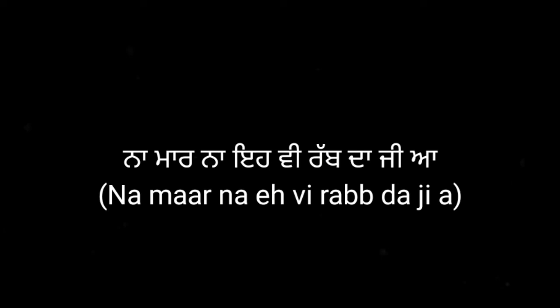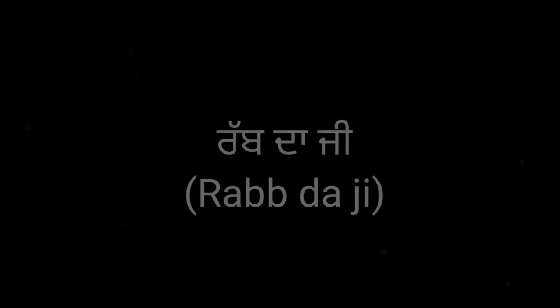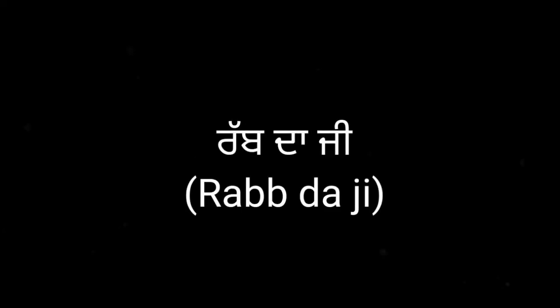That's what it means. So mostly in this case, when we use it for animals or living things, we keep "rabb" with it. It's not going to be G alone. So mostly people use G with "rabb da ji". In this case, it means God's animal or God's life, or God's bird. So this is the fifth way of using it.